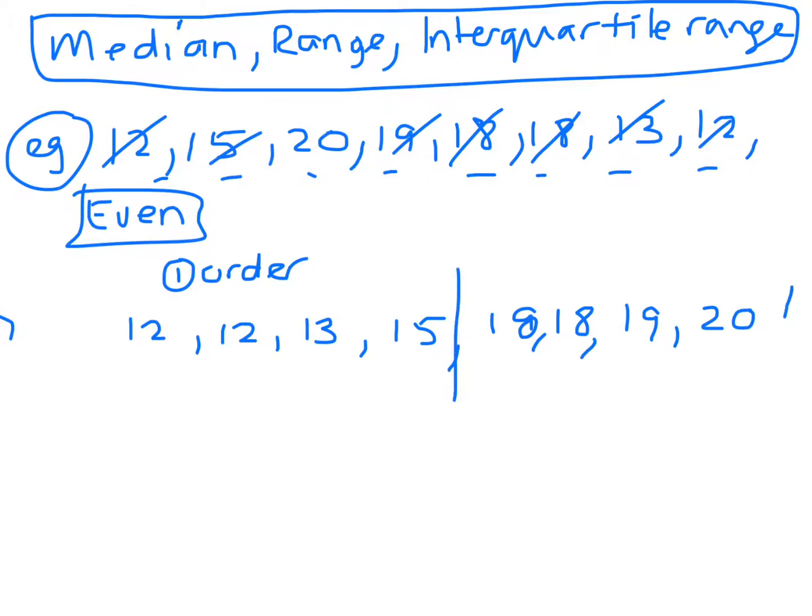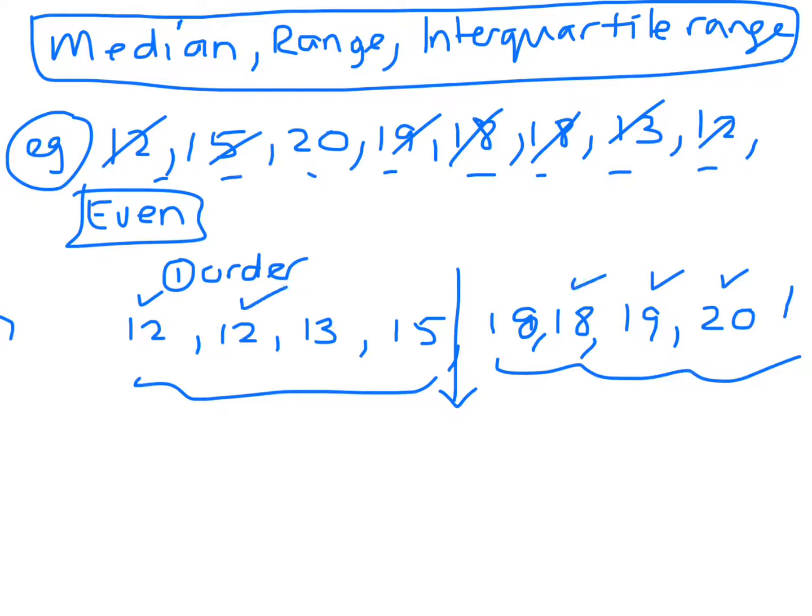So when you have an even number of scores, you split it in the middle. See how there's 4 on each side. And if you're unsure where that is, just cross off until you get to the end. So I go 1, 2, 3, 4, and there are your two middle numbers.